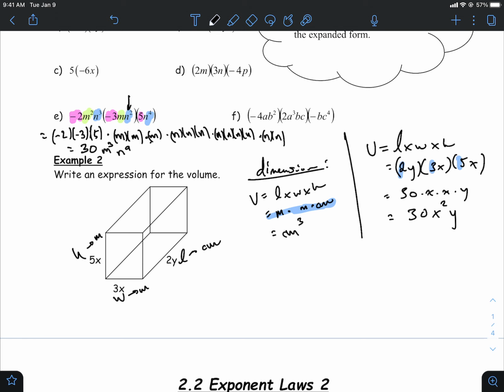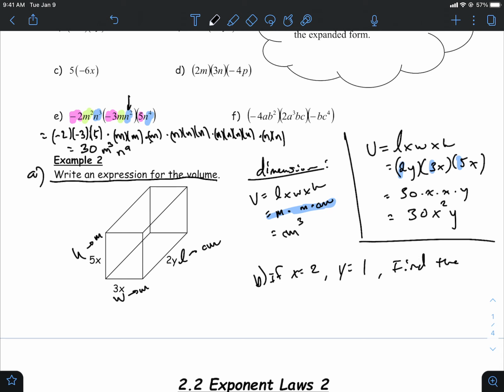Does anybody have any questions? The one other thing I like to do with these questions when I give them is say, okay, my question will say exactly this. Write an expression, that'll be part A. Write an expression for the volume or surface area or perimeter, whatever it is. Give me an expression. And part B will be, if x equals 2 and y equals 1, find the volume. That'll be part B. Okay?